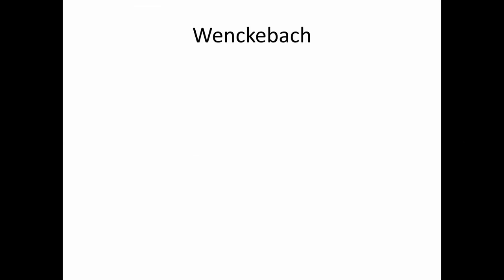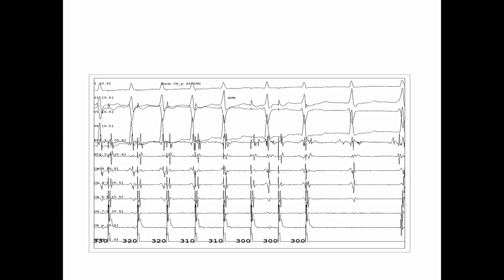So once we've done the retrograde antegrade curve, we then usually do a Wenckebach, which is just incrementally reducing the atrial pacing rate, usually starting at 500, progressively bringing it down and down and down until you reach AV block. And you can see here, this is the end of the Wenckebach sequence, 330 down to 300. If you look at the QRS, it's the easiest way: where is there a missed QRS? It's just here.